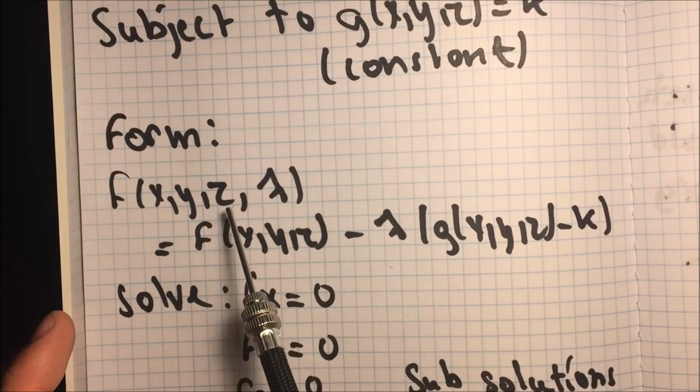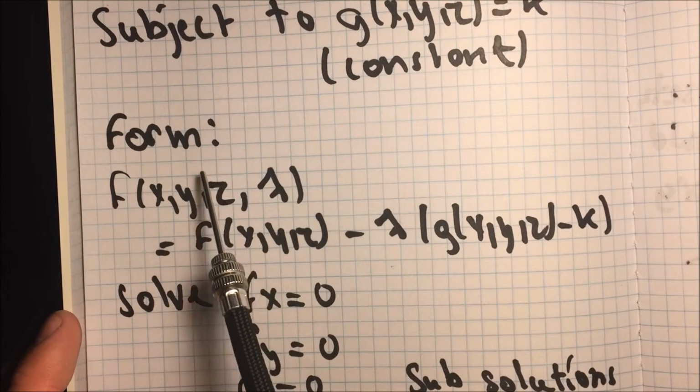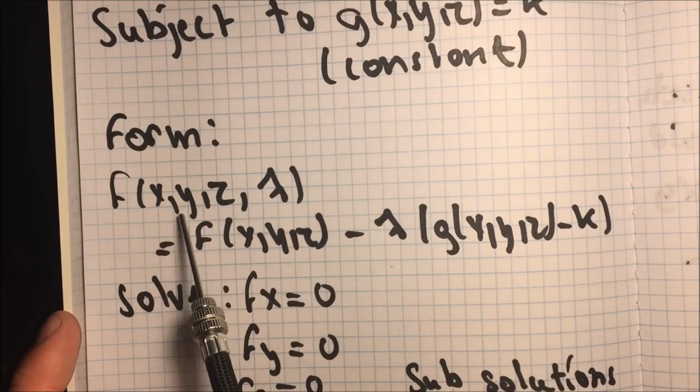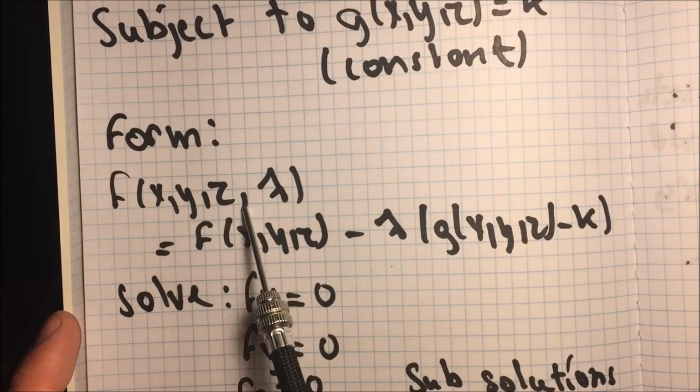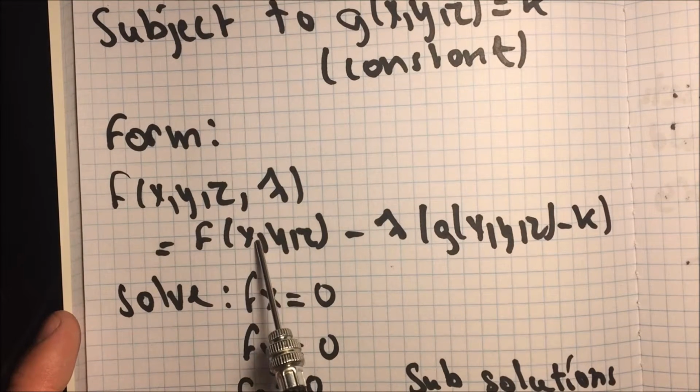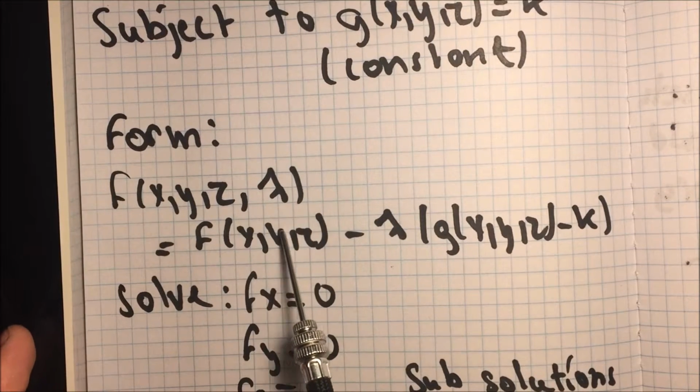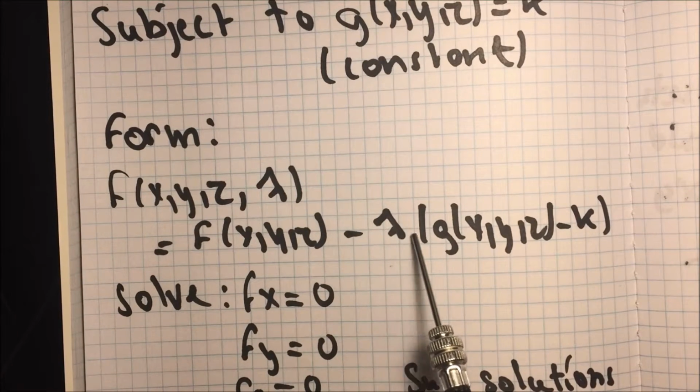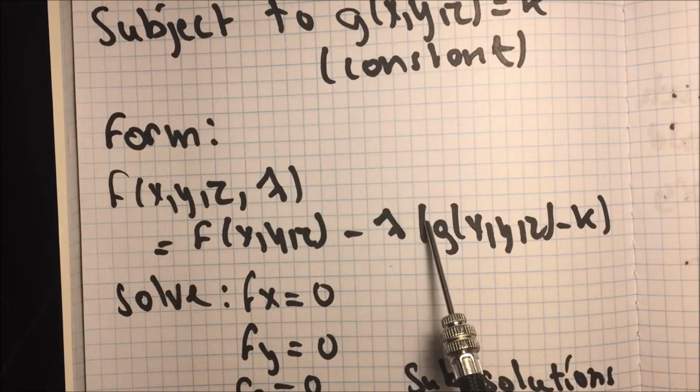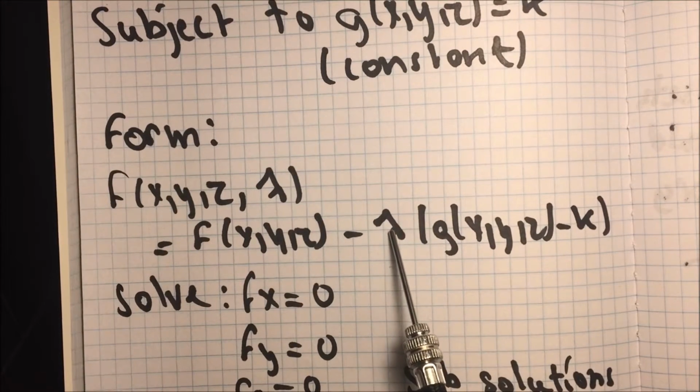Basically, to do that, we need to form a new function that depends on x, y, z, and lambda. To get the new function, we take whatever we're trying to maximize or minimize, and we subtract the original constraint after setting it equal to 0, and also multiplying it by lambda.